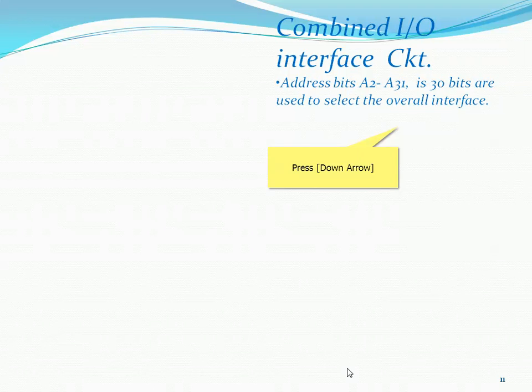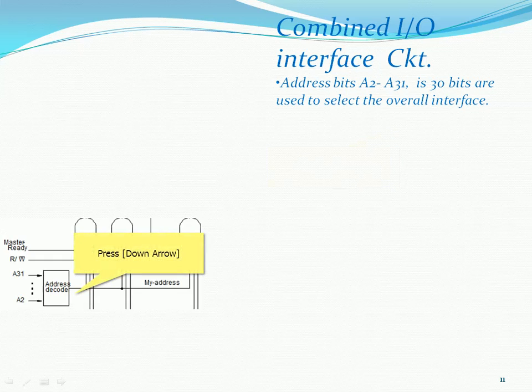Now the combined input and output: how would it look? Again, A2 to A31, these 30 lines, will be used to select the overall interfaces. So 2 power 30 interface circuits may be possible to connect to the system. These address lines go to the decoder, and my address will be generated. It goes to this AND gate together with the master ready signal, the read and write bar signal, and the others.